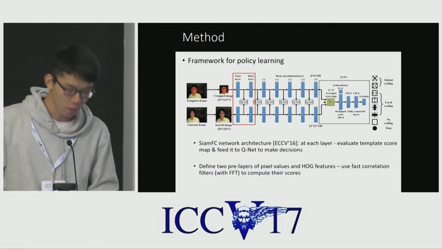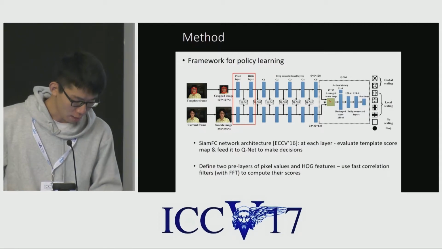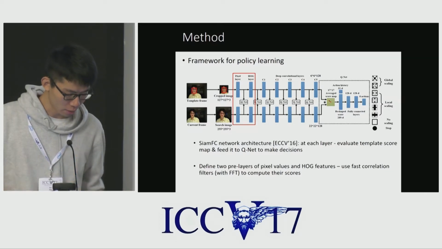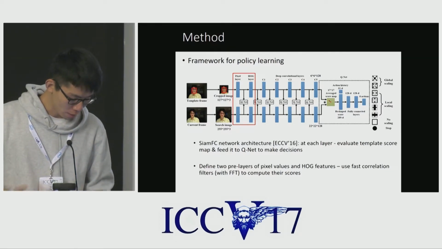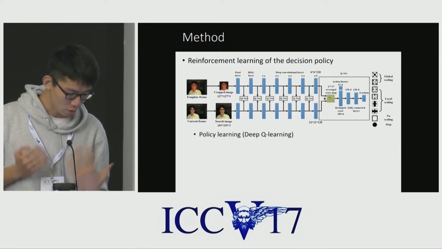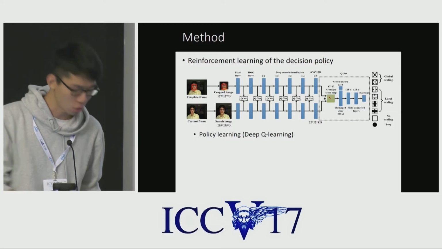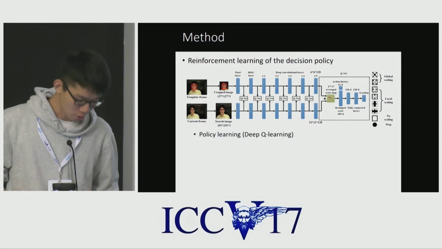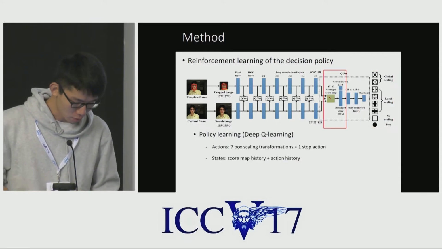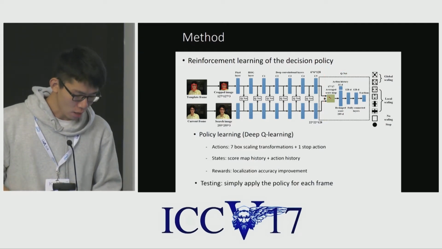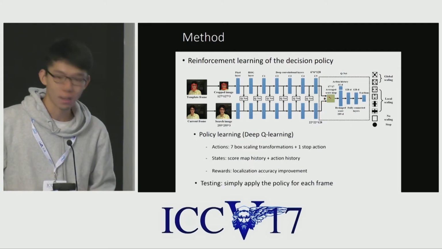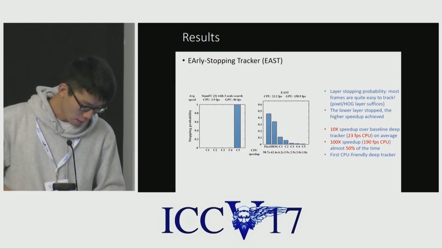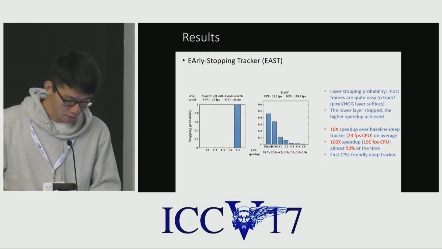So this figure shows our framework for policy learning. We use the Siamese FC network architecture, and at each layer, we evaluate the template score map and feed it into the Q network to make decisions. We also define two pre-layers of pixel values and HOG features, so as to use fast correlation filters to compute their scores. For policy learning, we use the deep Q learning technique. We define actions as 7 box scaling transformations and 1 stop action. States are the score map history and action history. So during testing, we simply apply the policy for each frame. And we refer to our approach as early stopping tracker, or EAST.